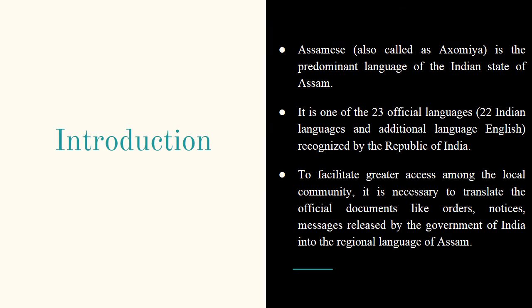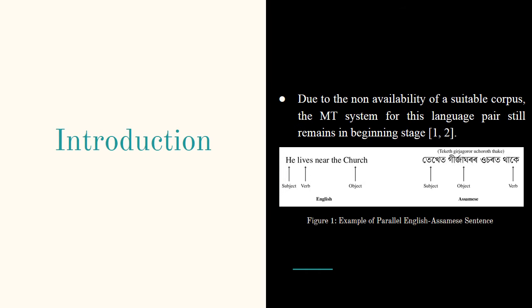Assamese, also known as Ahomia, is one of the predominant languages of the Indian state Assam. It is recognized by the Government of India as an official language. To facilitate greater access among the local community, it is essential to translate official documents written in English, like orders, notices, and messages released by the Government of India, into the regional language of Assam. But due to the non-availability of a suitable corpus, the MT system for this language pair still remains in the beginning stage.